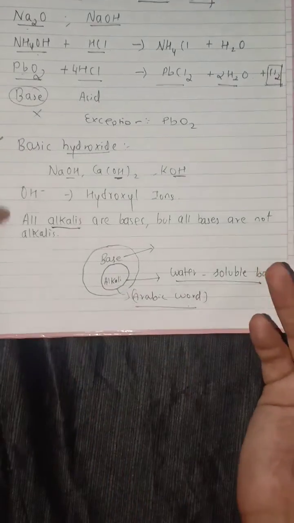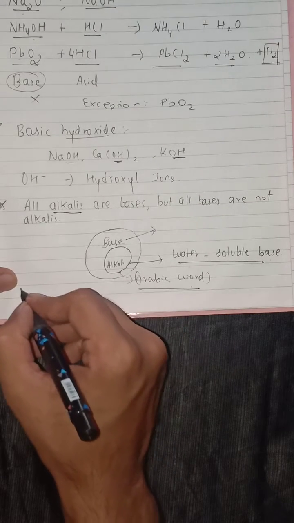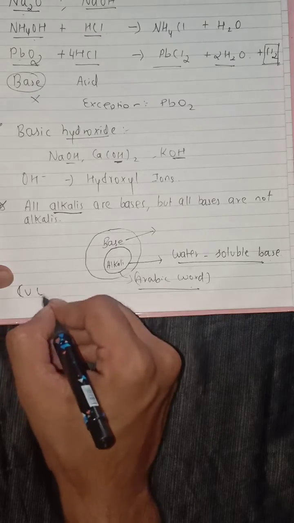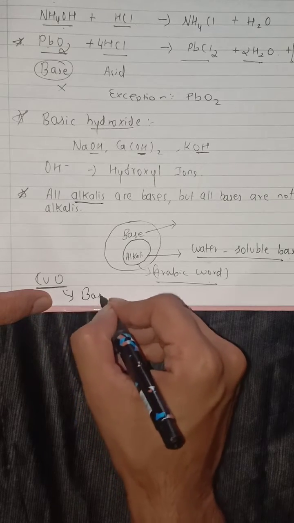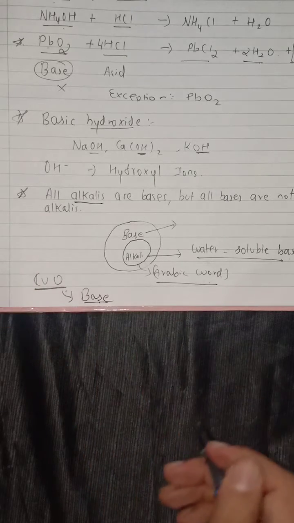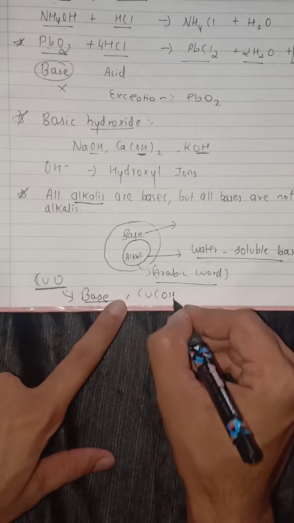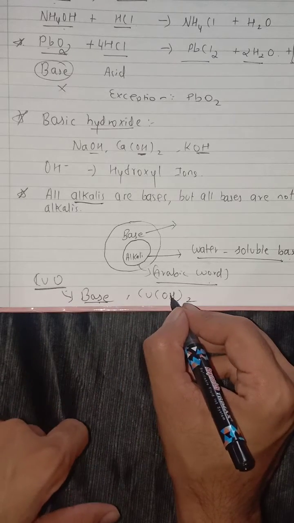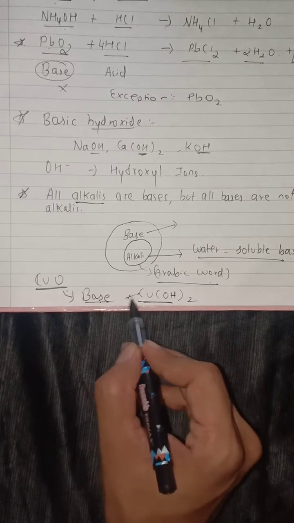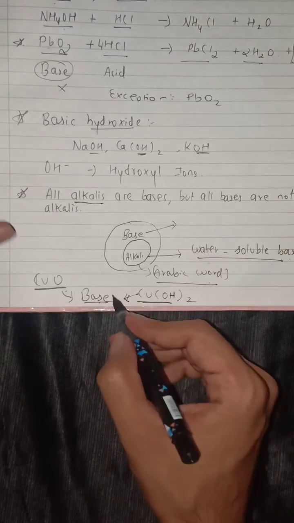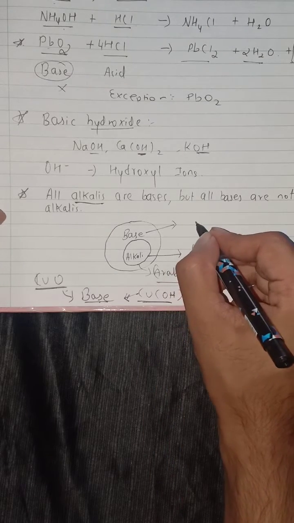Like for example, suppose copper oxide. This copper oxide is a base, but it is not an alkali. In the same case copper hydroxide you can also take. Take copper oxide or hydroxide, both are the same thing. This copper oxide is a base, but not an alkali. Why? Because they are not water soluble, so they come under the class of bases. So what can be the exact definition of a base?